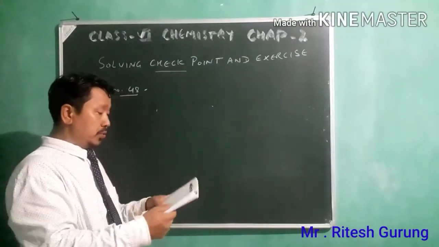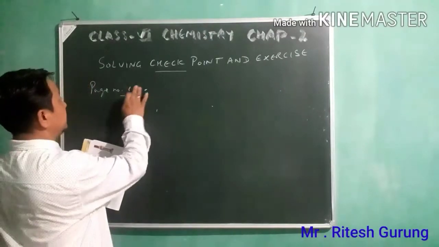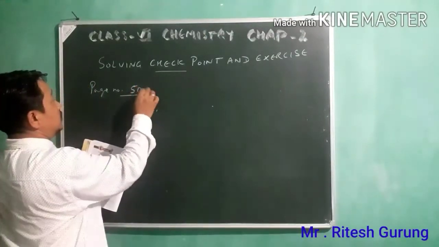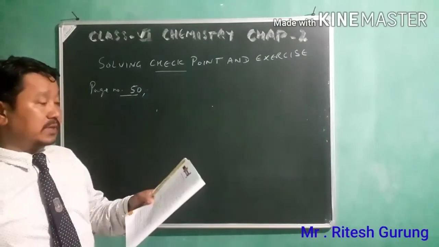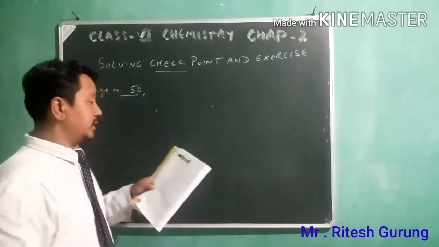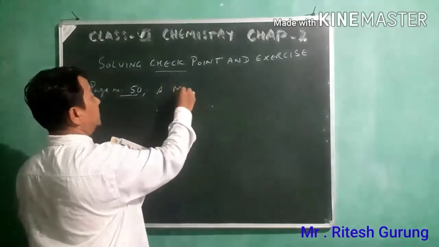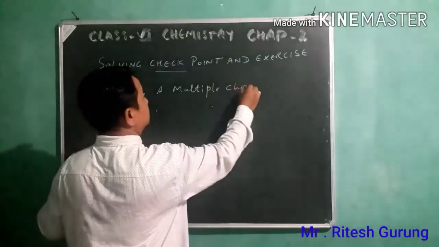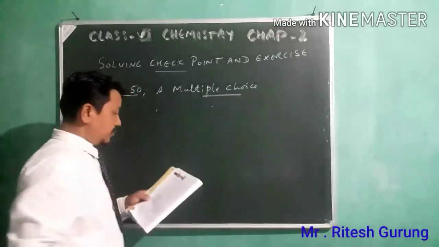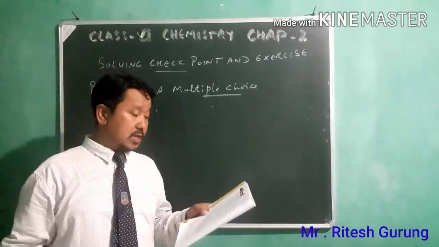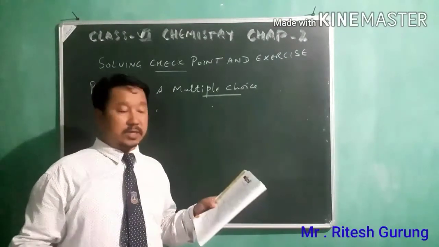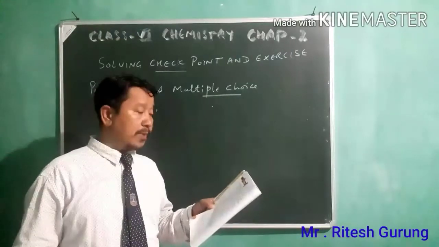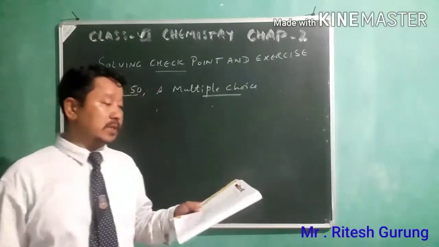Then we go to next page, page 50. There are multiple choice questions from 1 to 7. You just keep your book open, page number 50, multiple choice questions.